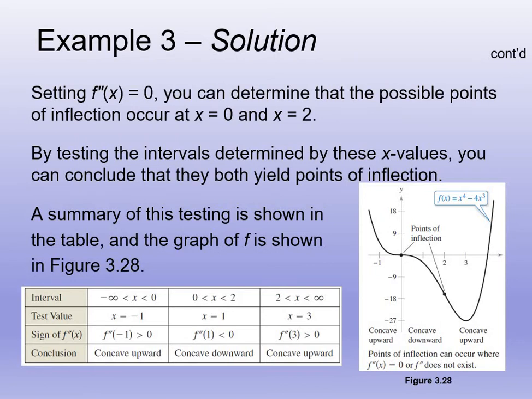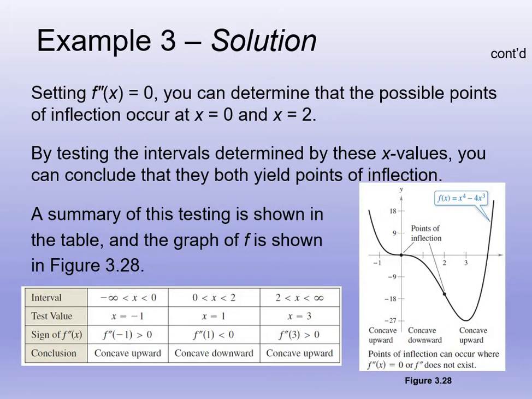If we look at the next interval from 0 to 2, we substitute in 1. It's perfectly in between, so it's a great number to choose. When we substitute f double prime of 1 into the second derivative, we get a negative value. So that tells us the graph is concave down from 0 to 2.